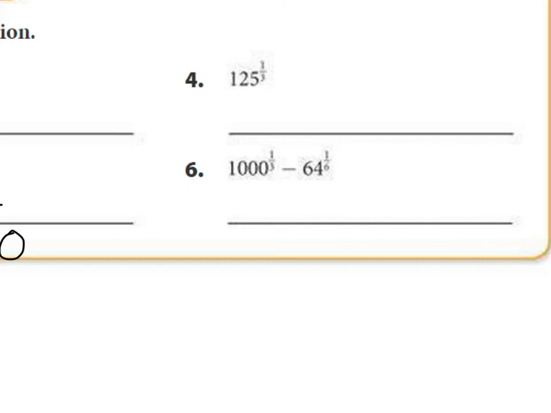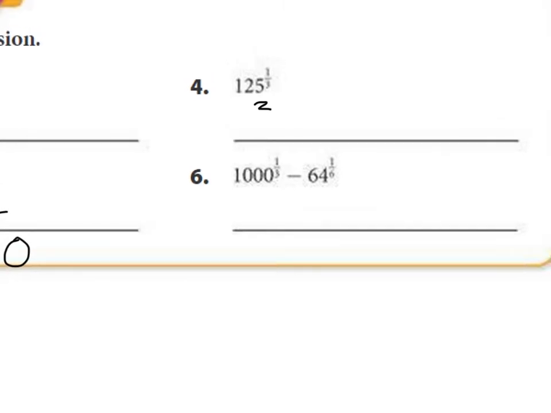So 125 to the 1/3 means we're taking the cubed root of 125. And that one we actually did on the very first screen. That's simply 5. For 6, you have 1,000 to the 1/3, so that's going to change to the cubed root of 1,000.